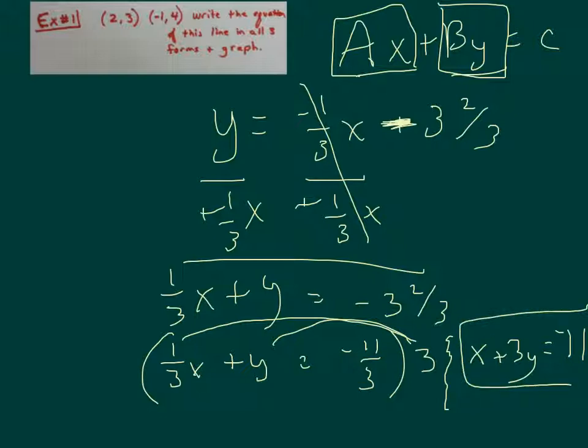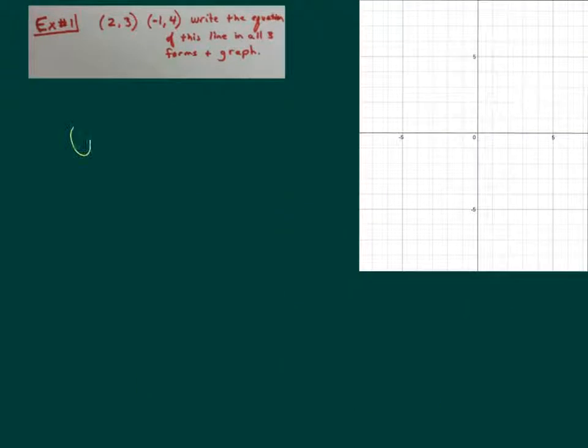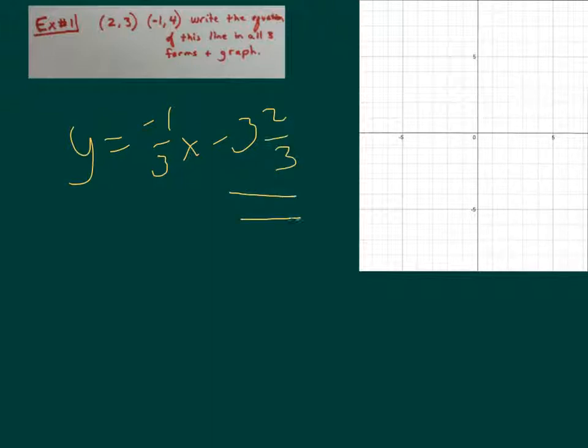Now, for my last slide, I'm going to graph this, and I am going to go to this part right here, and I'm going to recopy this on my last slide. y equals negative 1/3 x minus 3 2/3. Now, graphing can be tricky, especially when you have fractions like this. So there are lots of ways to do this.